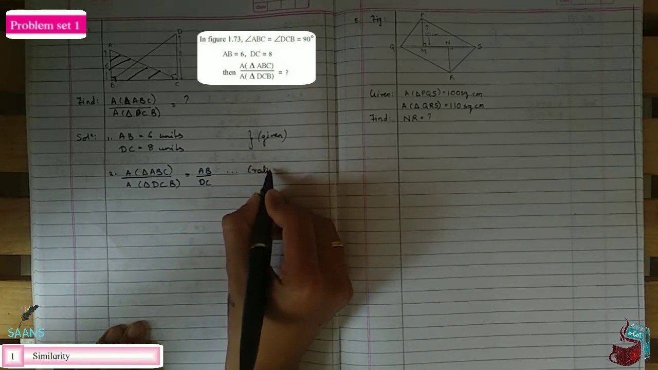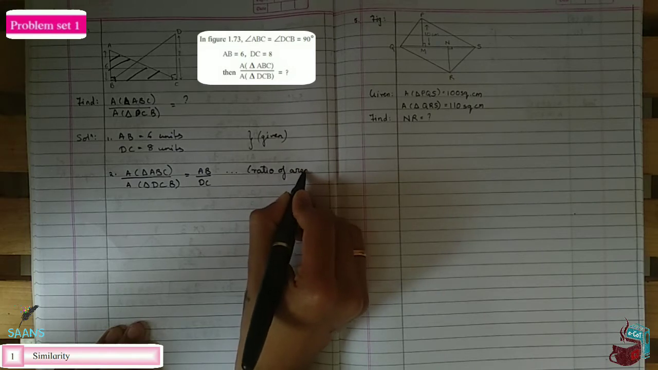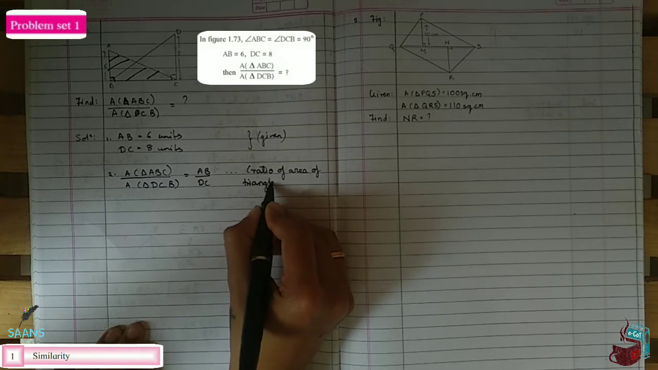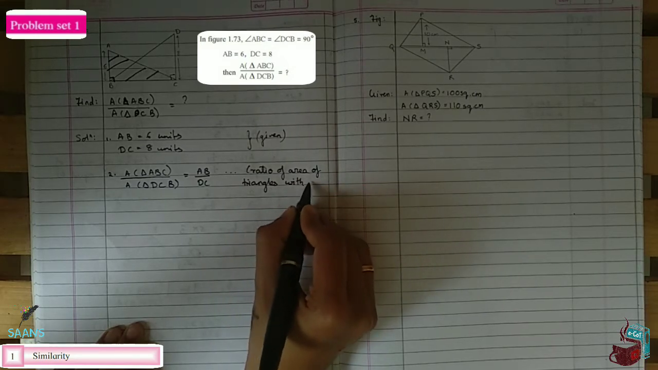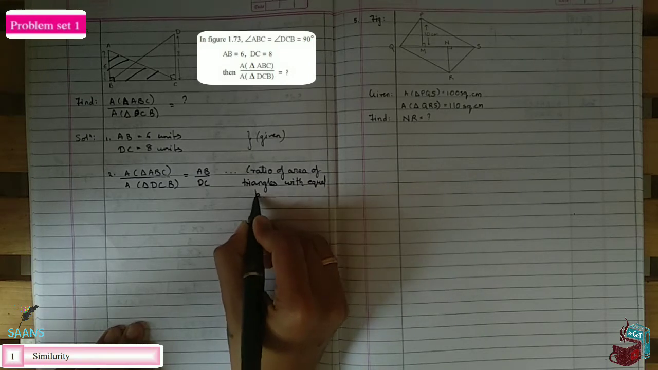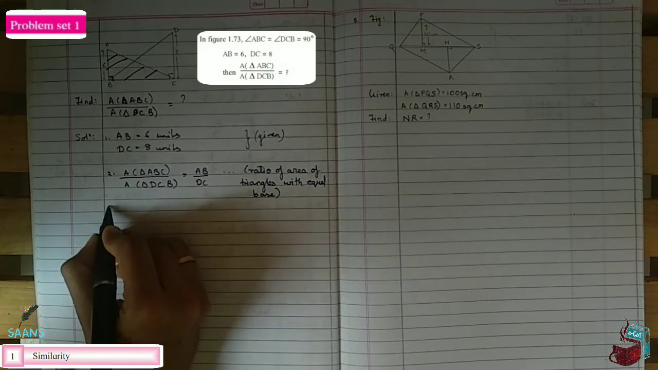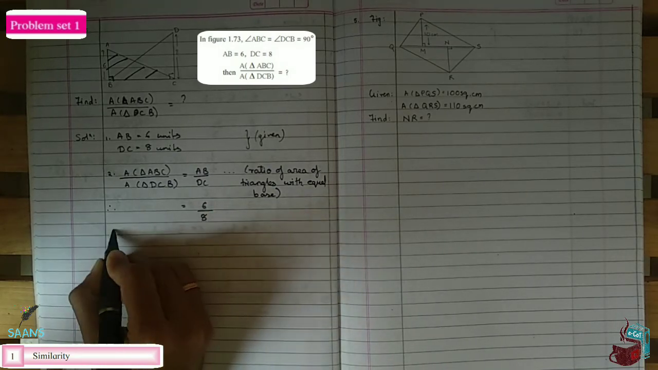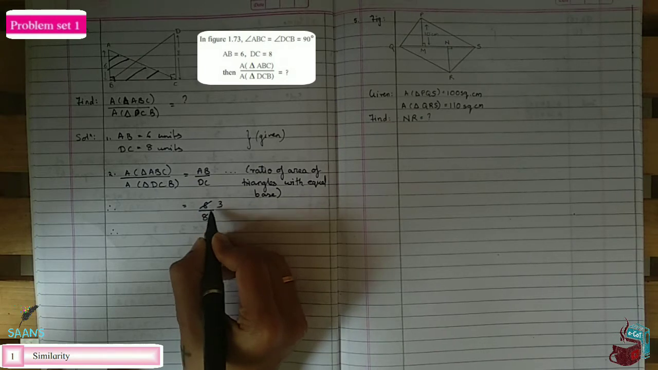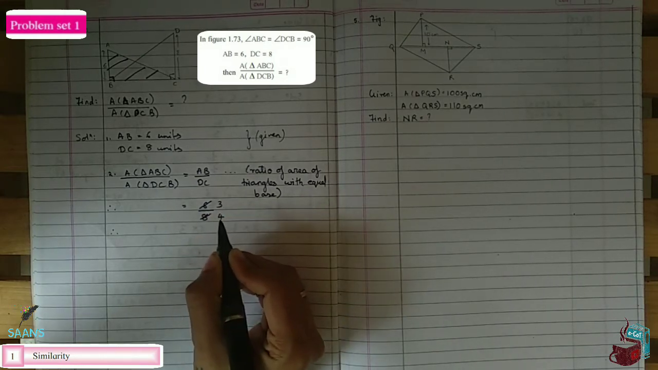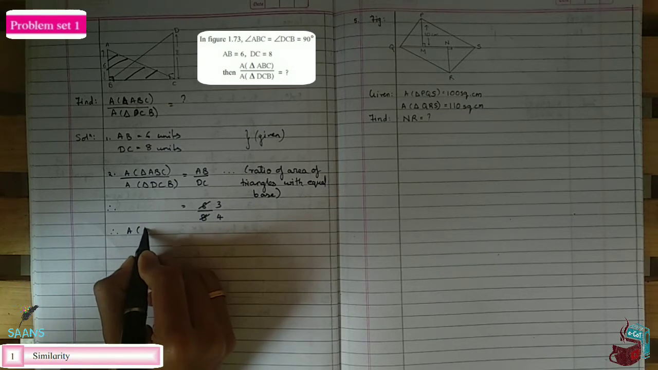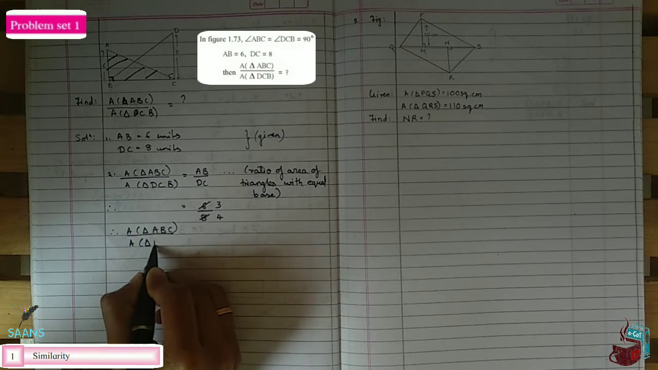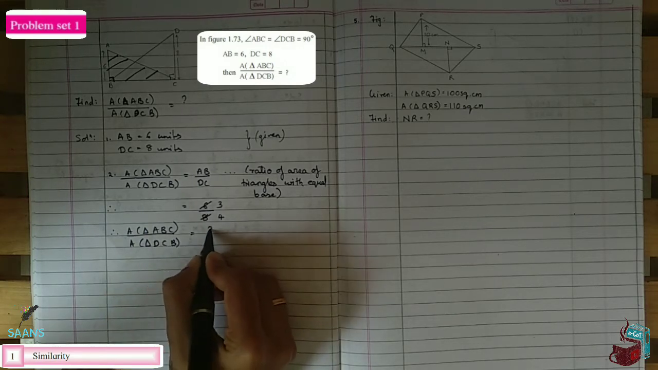This is the ratio of area of triangles with equal base. Therefore that is equal to 6 upon 8. Please simplify, don't keep it like that. 2 3s are 6, 2 4s are 8. So therefore area of triangle ABC upon area of triangle DCB is nothing but 3 upon 4.